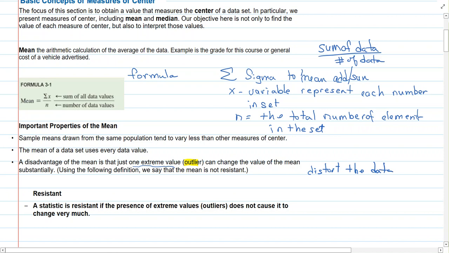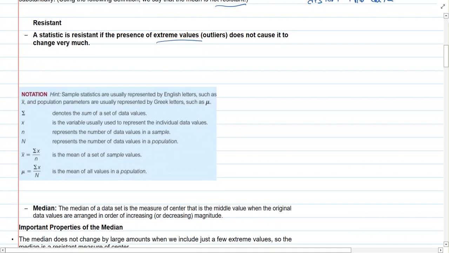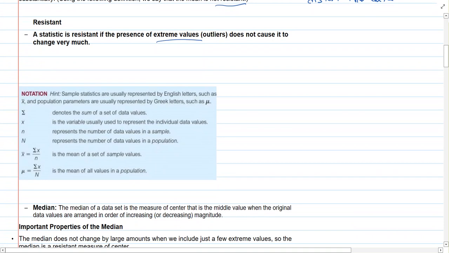We call this disturbance or distortion resistant. A statistic is resistant if the presence of extreme values does not cause it to change very much. In other words, you can have an outlier, but it won't change the outcome very much because of it. And that means large volumes of data.